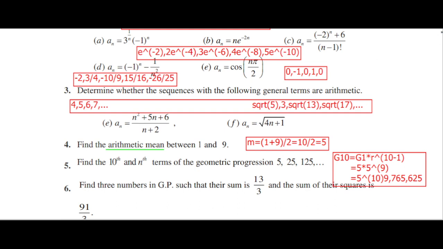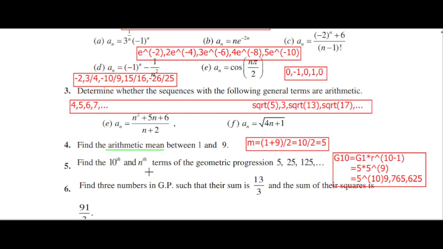Let's compute it. Gn is equal to G1 times r to the power of n minus 1, where r is 5, the common ratio, so 5 to the power of n minus 1. This is the nth term. So again, let's substitute G1, which is 5: Gn equals 5 times 5 to the power of n minus 1.